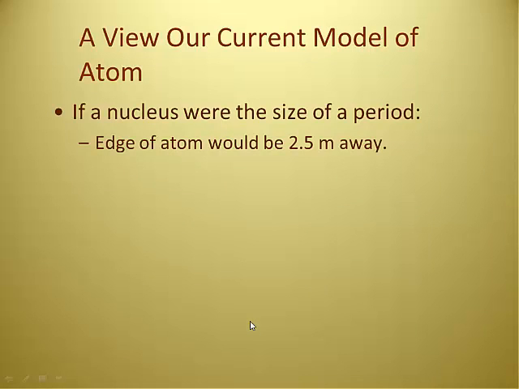So our current model of the atom, just to draw another analogy here: if the nucleus is the size of a period in a textbook, I thought this was kind of interesting, you do the math and you find out the edge of the atom is going to be 2.5 meters away. Wow, that's quite a distance. 2.5 meters is nearly 3 yards.